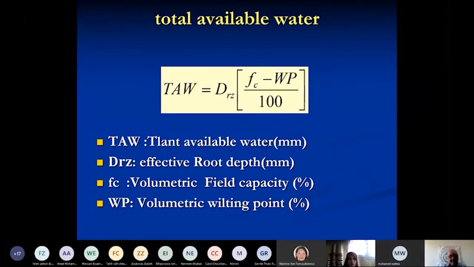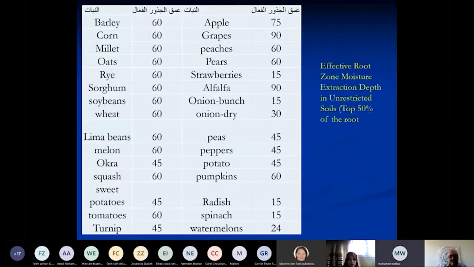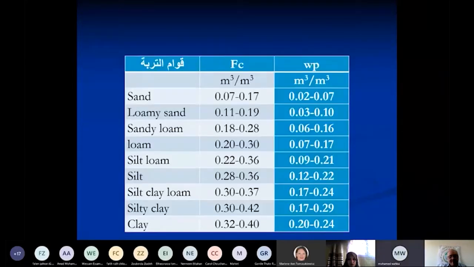There are a lot of references available around. Even though I said you have to get it from the field, sometimes, if we don't have field measurements, maybe you can use some data from the references, just in case there is no way to get data from the field. And this is an example of effective root depth for some crops. And this is also approximate values for field capacity and wilting point for different soil textures.